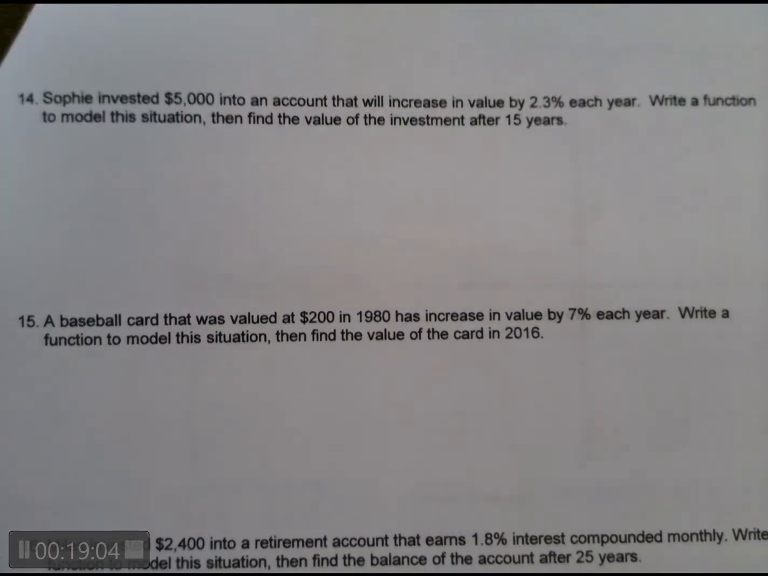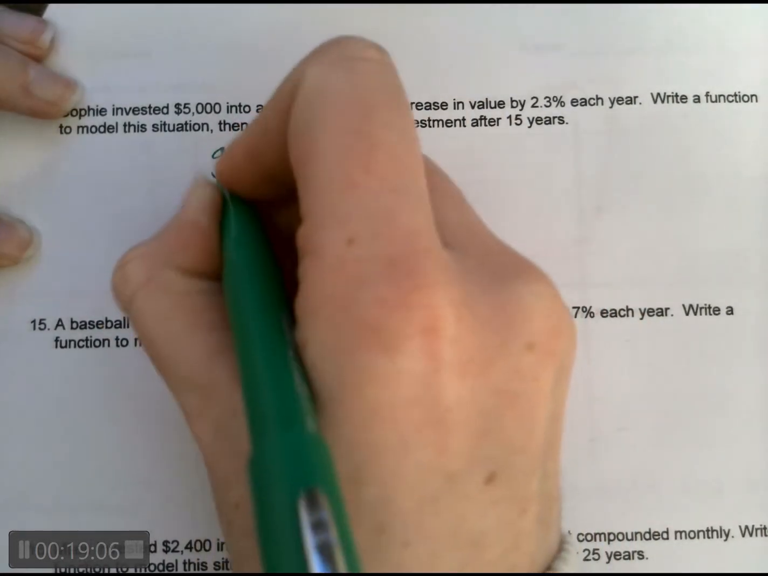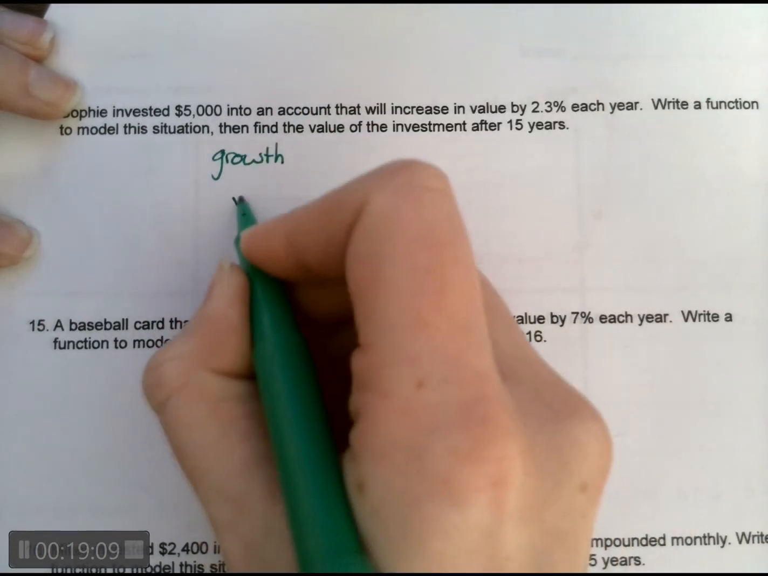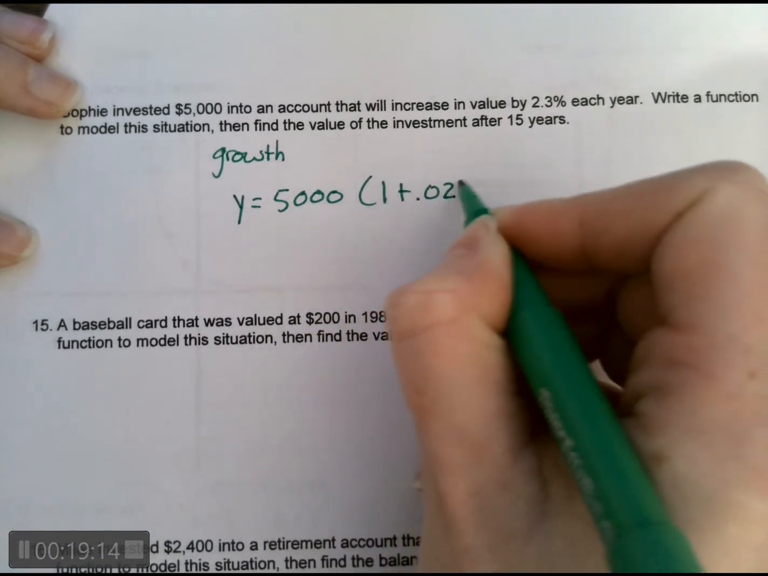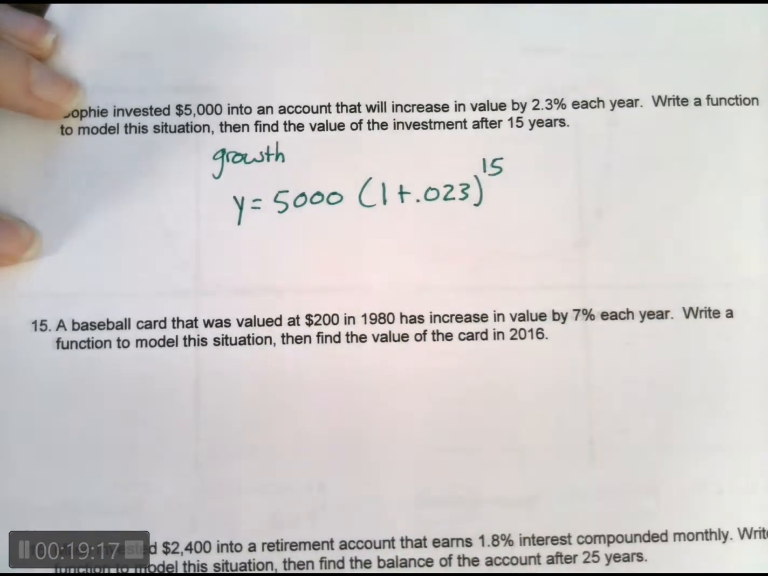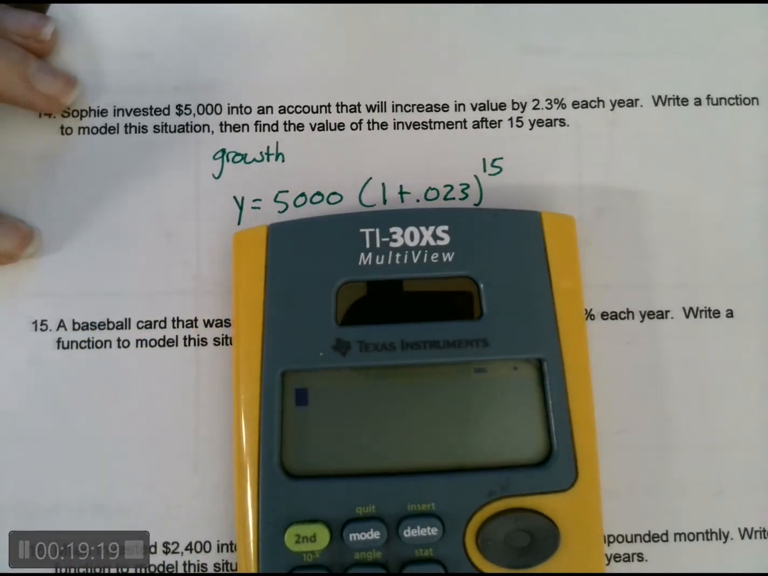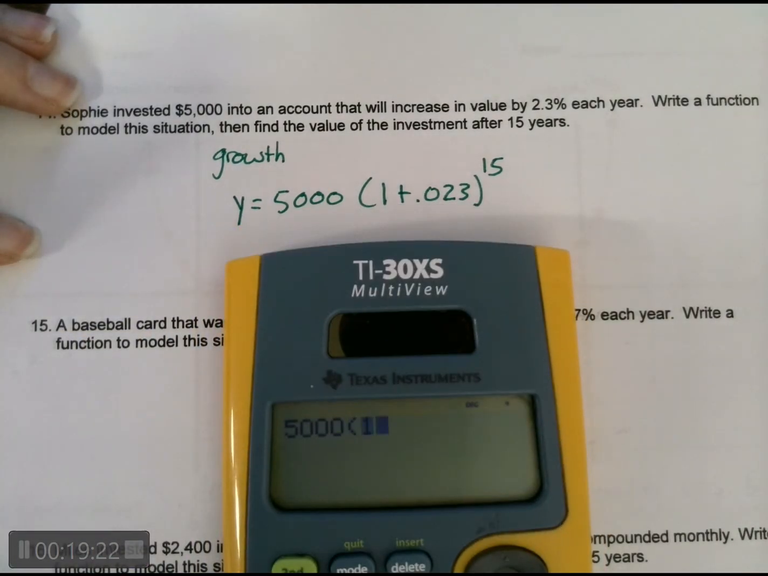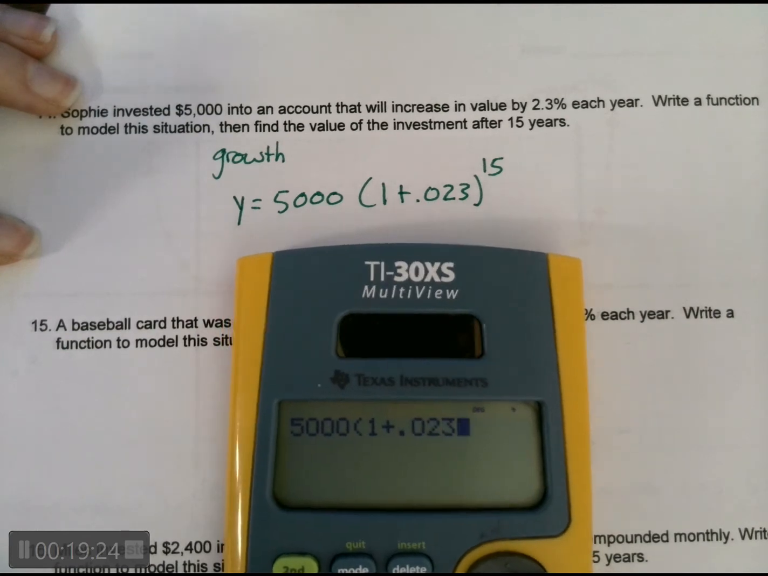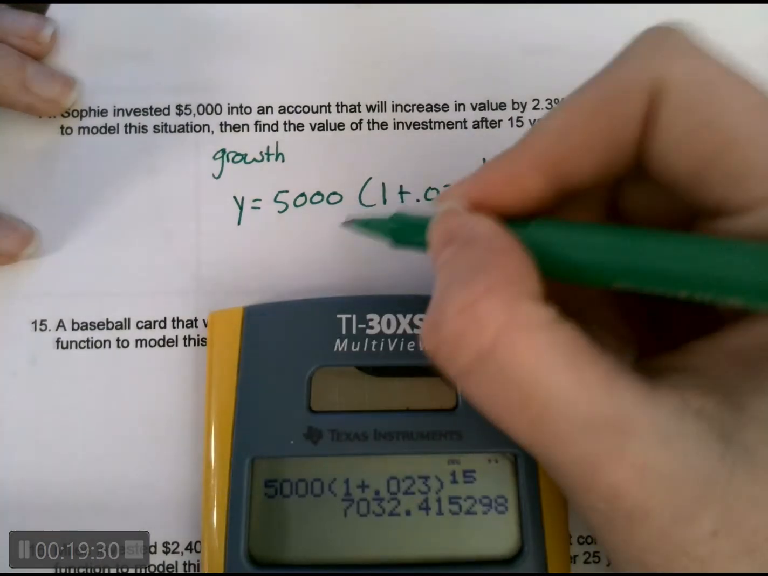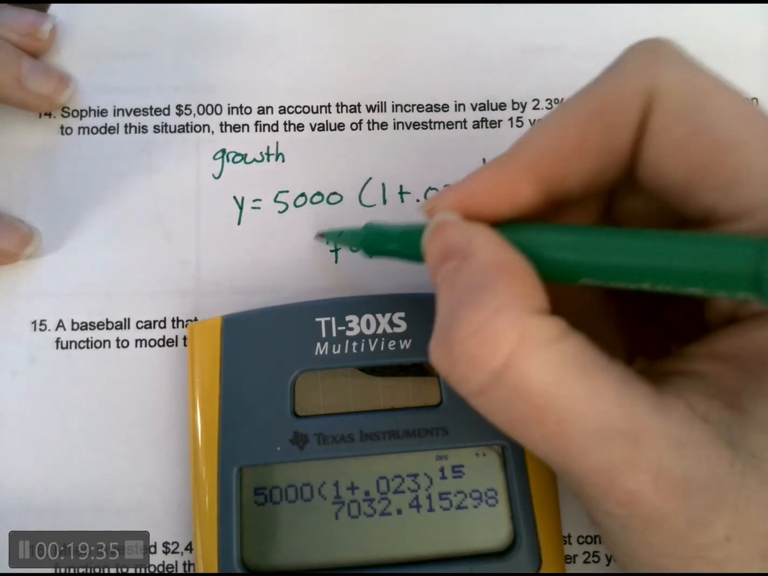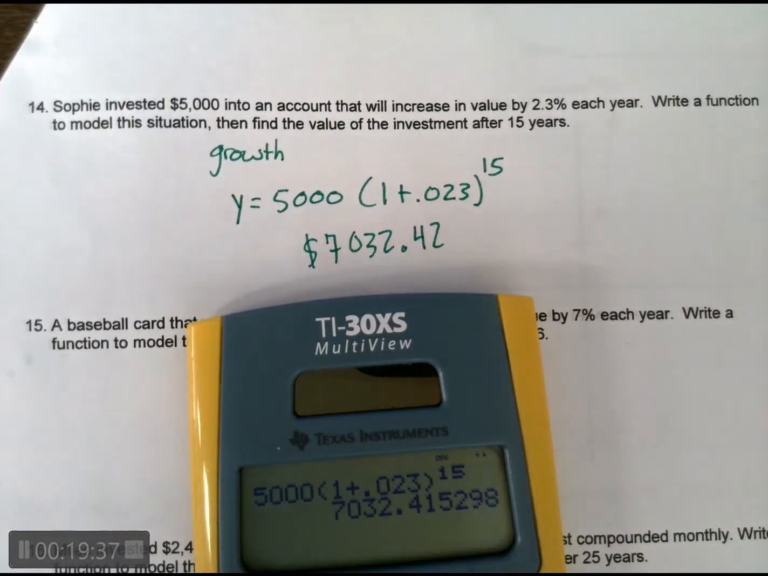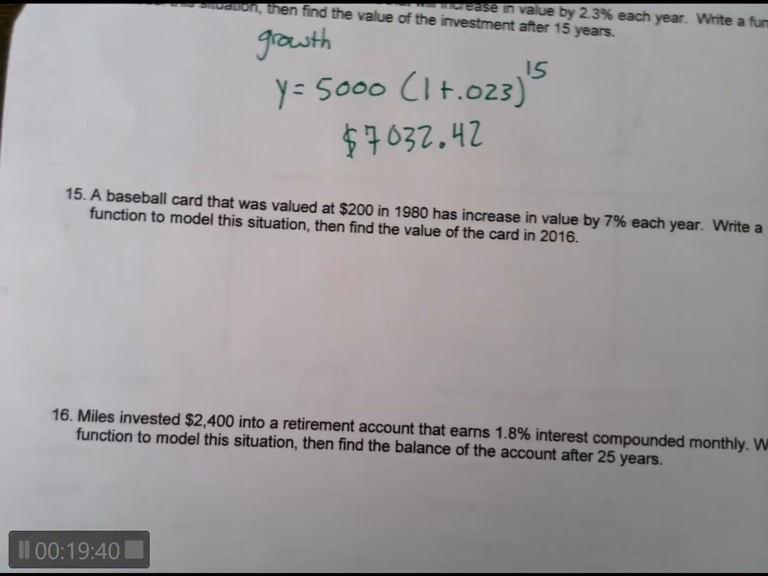Okay. So your equation should have been a growth function. And it should have been y equals 5,000 times 1 plus 0.023, and then to the 15. And then when you type that into your calculator, you will get $7,032.42. Good. Alrighty. So now we're on to 15.